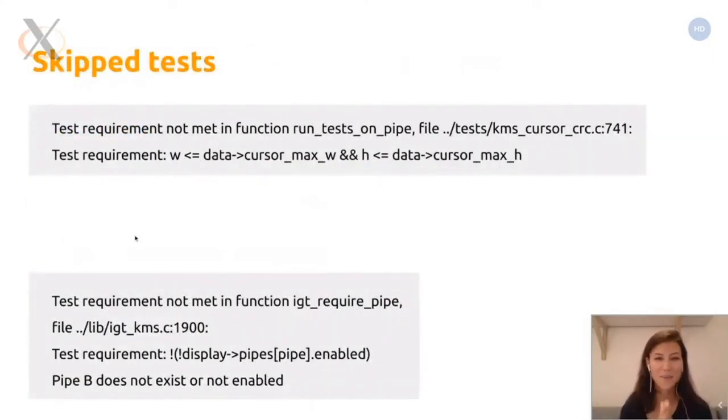So VKMS did not meet some test requirements. The first was the cursor size that should be larger than the standard 64 by 64. And after some reading, I realized that I did not need to reinvent the wheel, and VKMS is software only. So setting the max width and height of the cursor in the mode configuration control structure was enough to increase the test coverage.